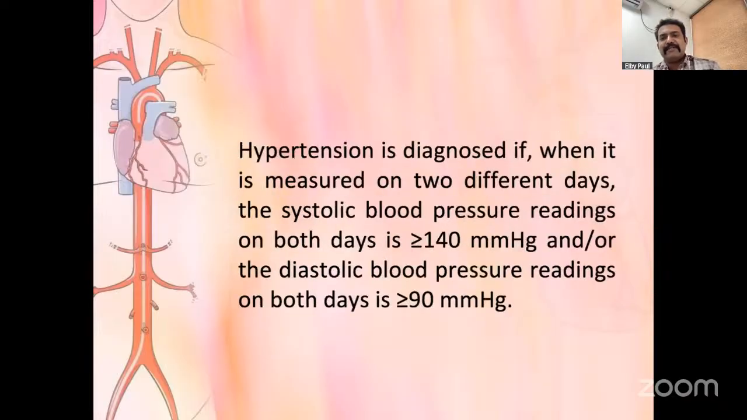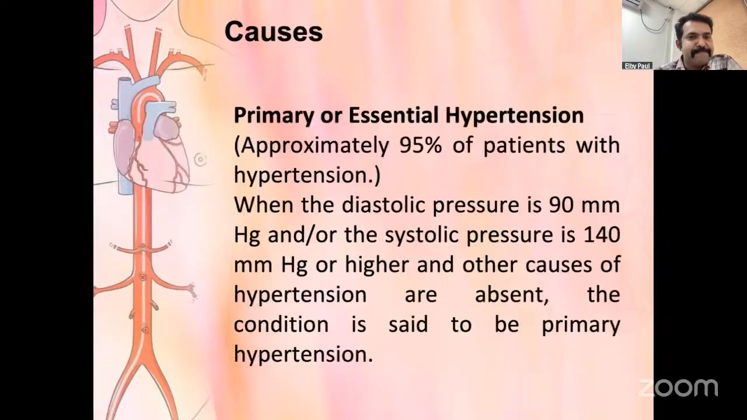Hypertension is diagnosed if, when it is measured on two different days, systolic blood pressure readings on both days are above 140 mm Hg or diastolic readings are above 90 mm Hg; then we can say the patient is hypertensive. Okay, my point is: if a patient comes to you one day and you check the BP and it is 140, we cannot confirm. We need two different days; if the BP is consistently above 140, then we can say it's hypertension. Okay.